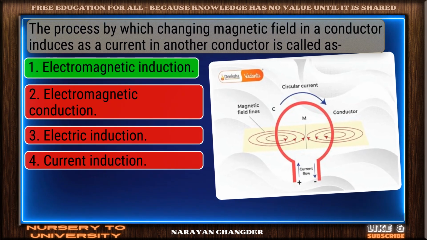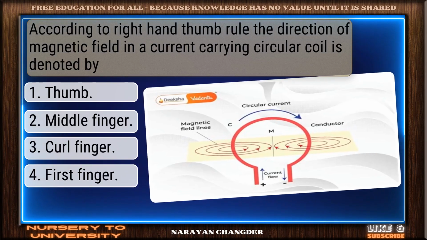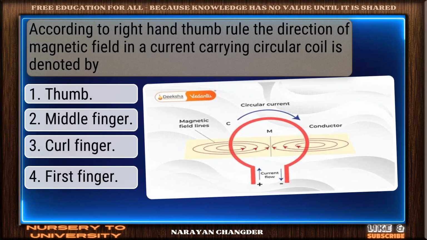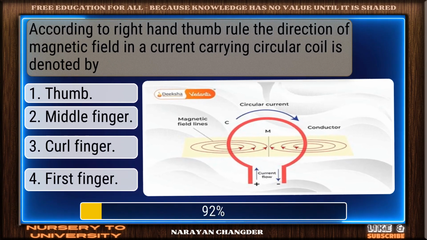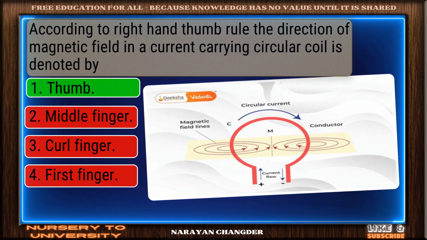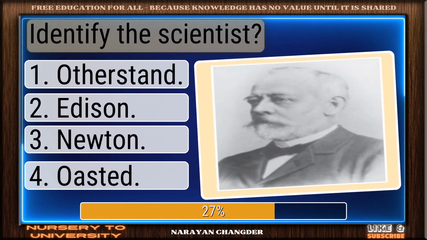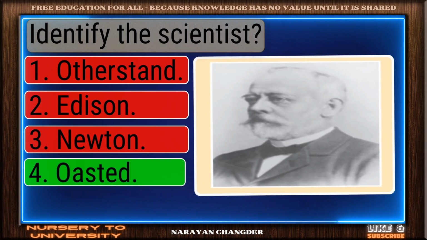Smart pick. Electromagnetic induction is correct. According to right-hand thumb rule, the direction of magnetic field in a current-carrying circular coil is denoted by. Well picked. Thumb is correct. Identify the scientist. Right choice. Ørsted is best.